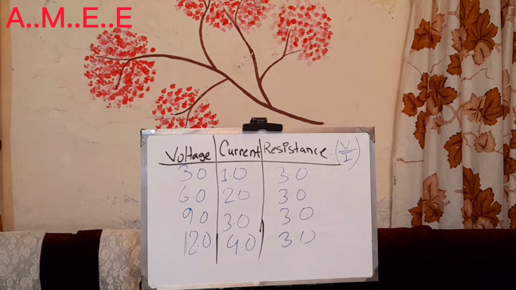Ohm's law states that current is proportional to voltage. If they obey the relation V equals IR, voltage is directly proportional to current. So I will write some important lines. I hope you will write them too or take notes.